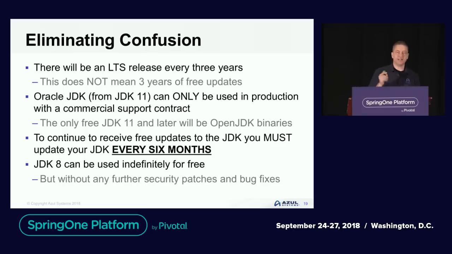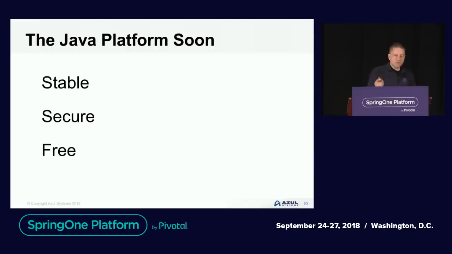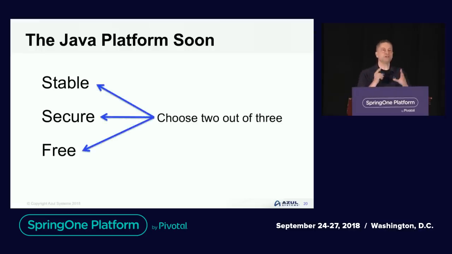But as of January next year, you will not be getting any more public updates to the commercial version of JDK 8. So as of January next year, you have to think to yourself, am I going to continue using JDK 8, or do I need to move to a newer release? So going back to what I said earlier, we have three words that we can use to describe Java: stable, secure, and free. That is still the case. But there is a bit of a change, because now you need to choose 2 out of 3.